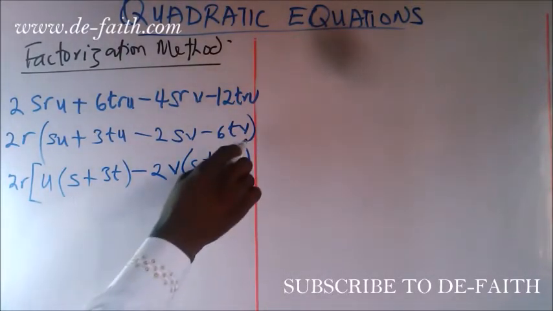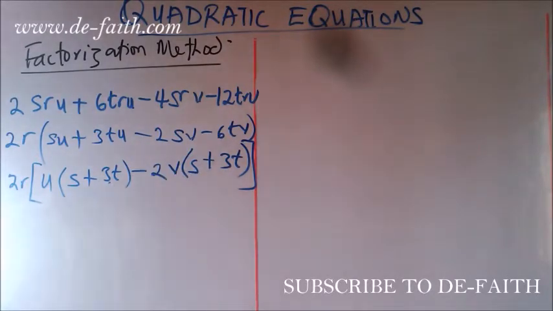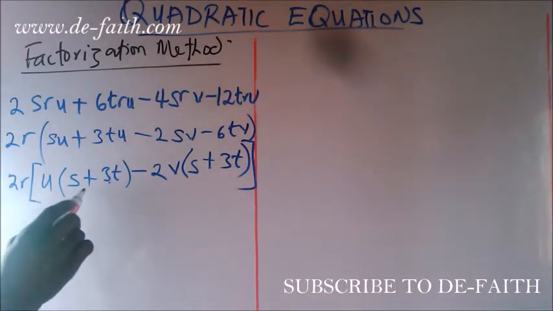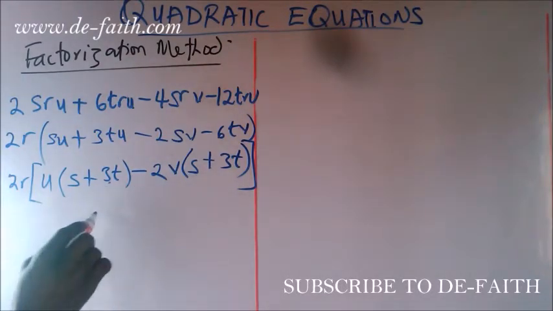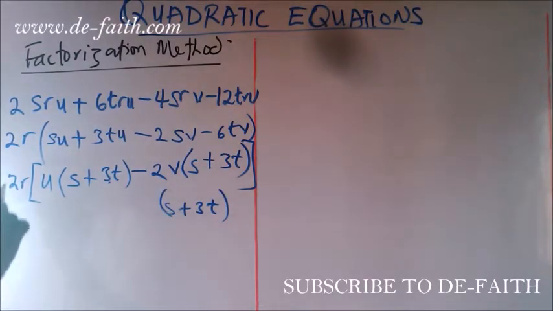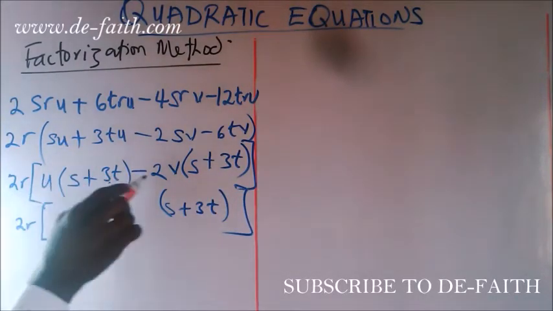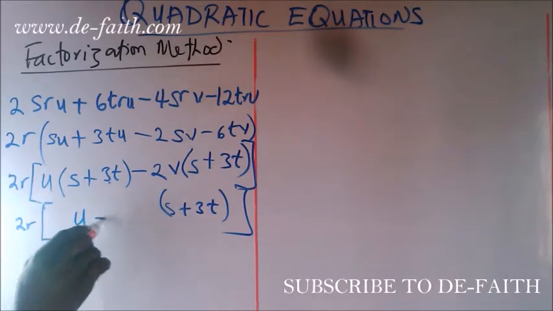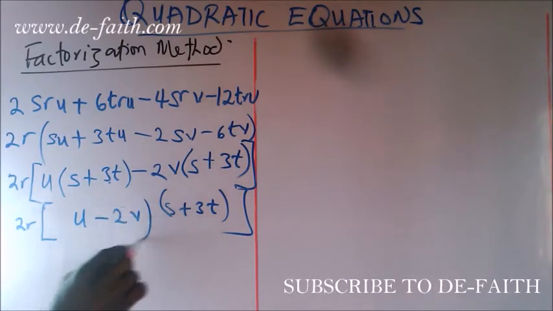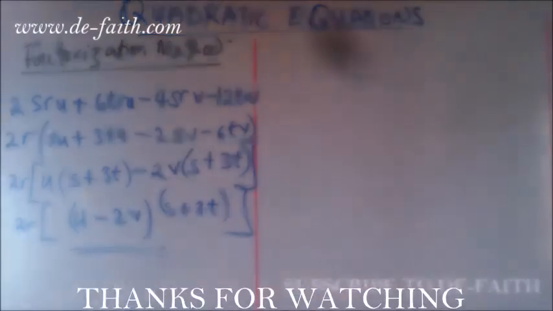Looking at the equation closely, we'll find out that S plus 3T and S plus 3T, they are common on the two sides. So what we'll have is that we'll take one of it. So we'll have S plus 3T, put it somewhere. Then you have your 2R with this box brackets. And then you have U minus 2V. So we have succeeded in factorizing this entire equation.